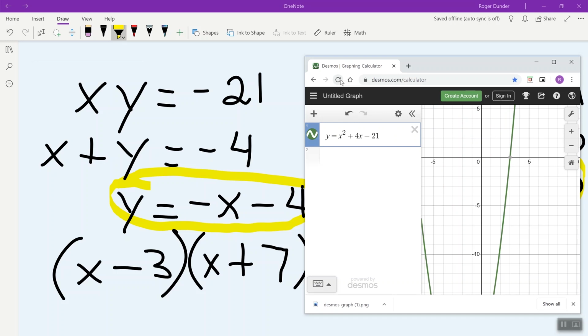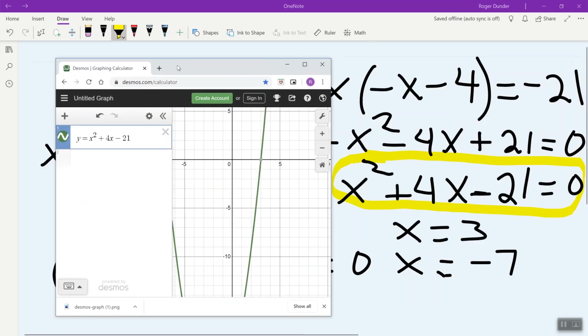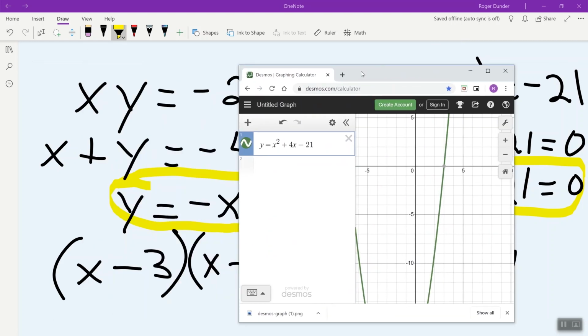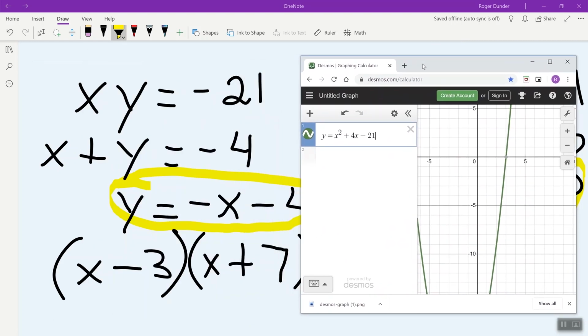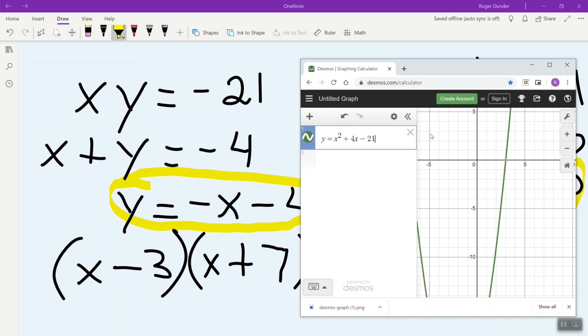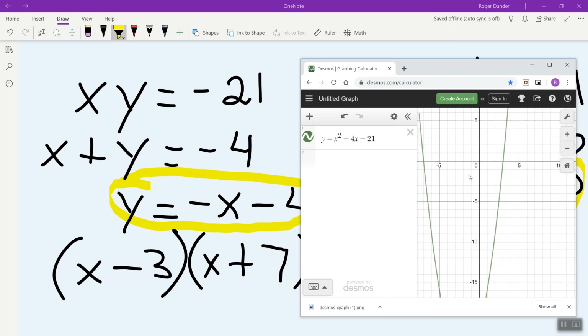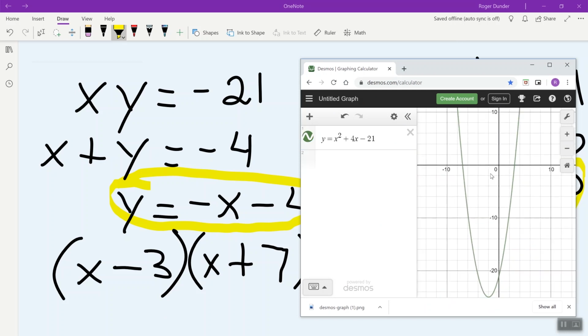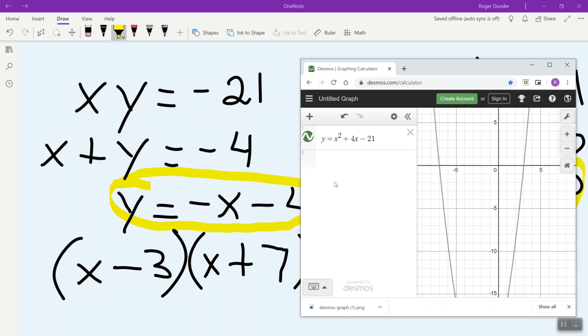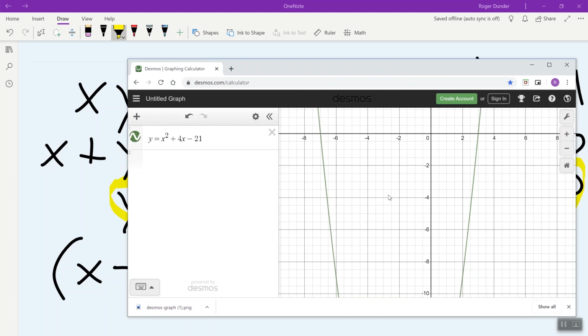And did I do that right? Hold on just a second. x squared plus 4x minus 21. Yeah, okay. So here we have it. Let's zoom out a little bit, recenter our graph so we can see a little better. And what are the solutions? I need to expand this thing so we can see a little better.